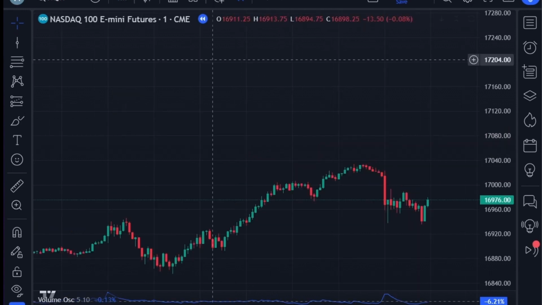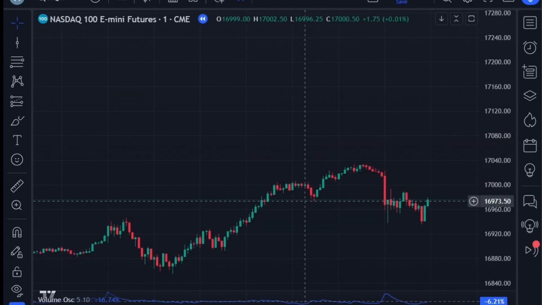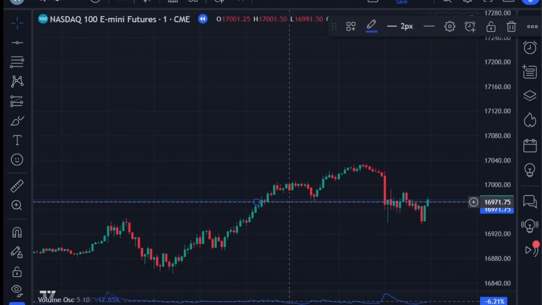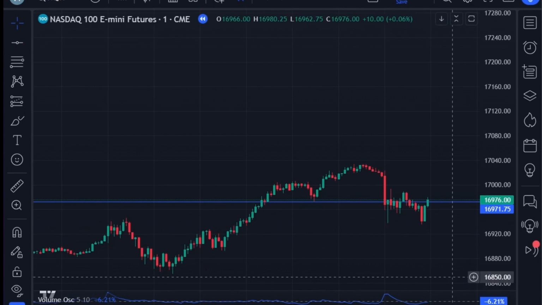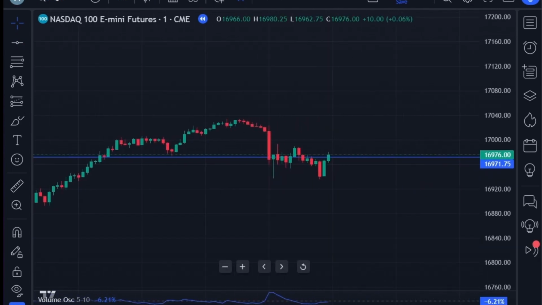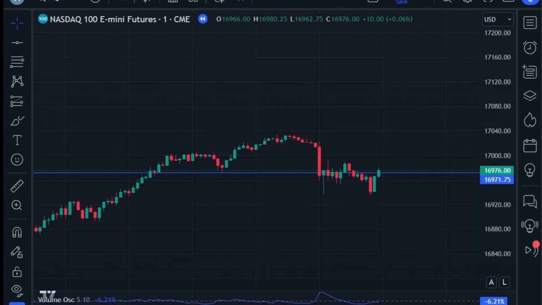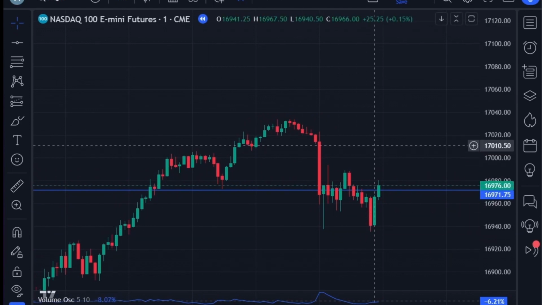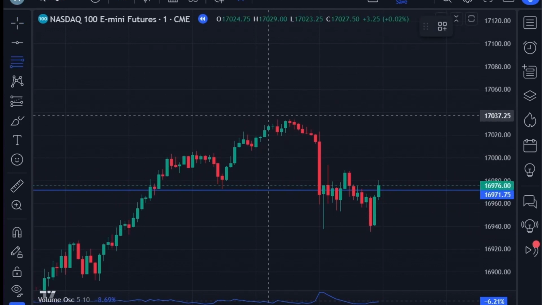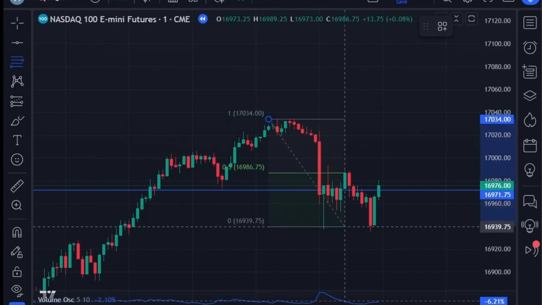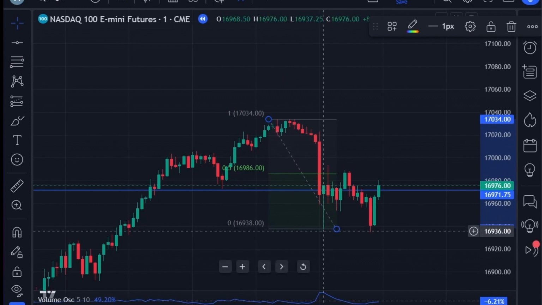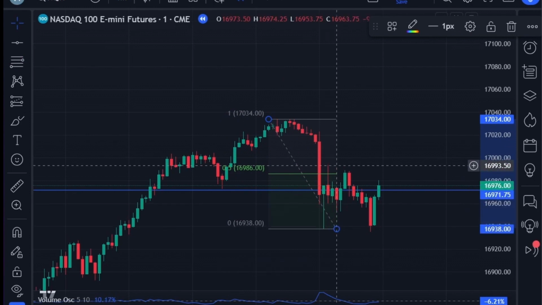We are now on the 1 minute time frame. See here, we did break low here. So now after the break of low, we are looking for a retracement back into the zone. We'll be marking out the levels with the Fibonacci retracement from the top to the bottom of where the market started retracing back into a zone.